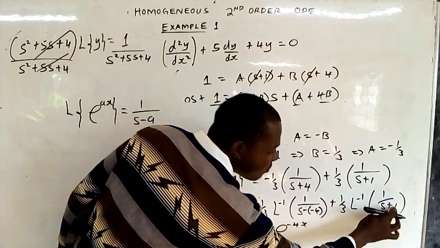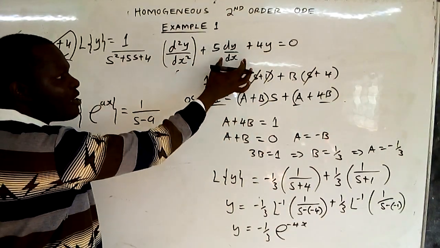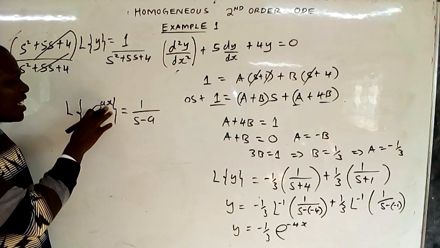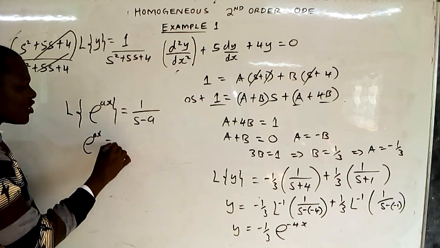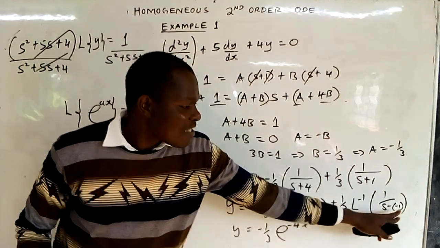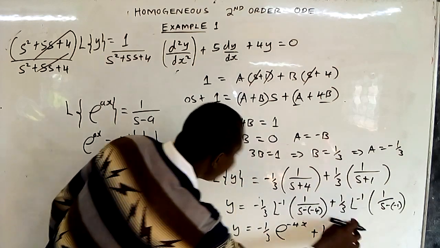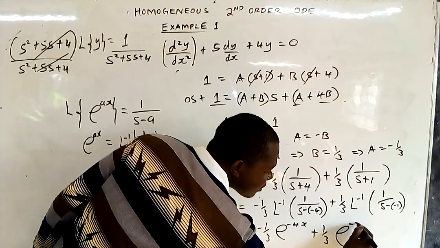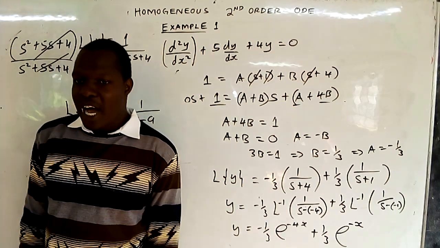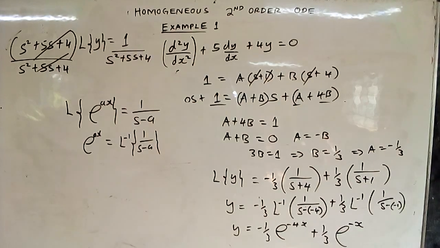This is 1 over s minus a, meaning plus 1 is simply minus negative 1, because it's supposed to be s minus a. Here we were differentiating with respect to x, not t, meaning where there is t we put x, isn't it? Yes. So the Laplace inverse of 1 over s minus a is exponential ax, and our a is negative 1. So that is going to be plus a third exponential of negative x. So you found the solution of the second order homogeneous ODE using the Laplace transform.